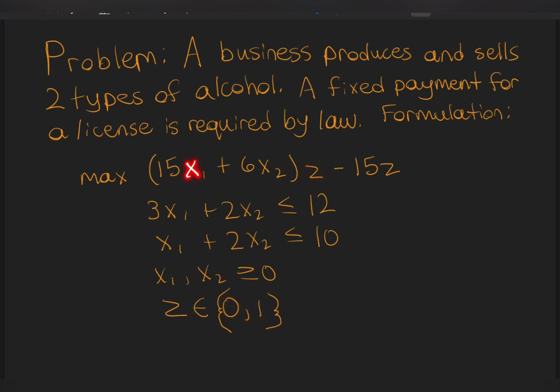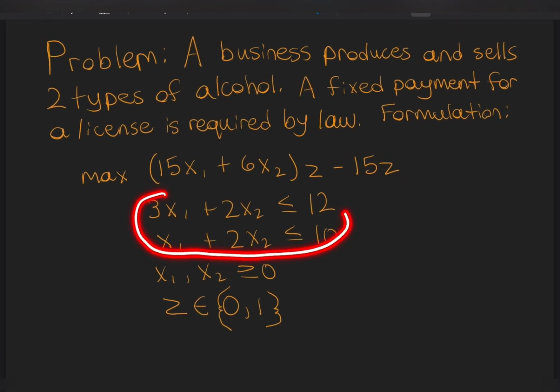But notice how x1 and x2 are not binary, because x1 and x2 simply represent the number of bottles of alcohol that we produce or sell. Okay, so we're trying to maximize our profit as usual, and we are subtracting the $15 worth of a fixed payment. And these are resource constraints.